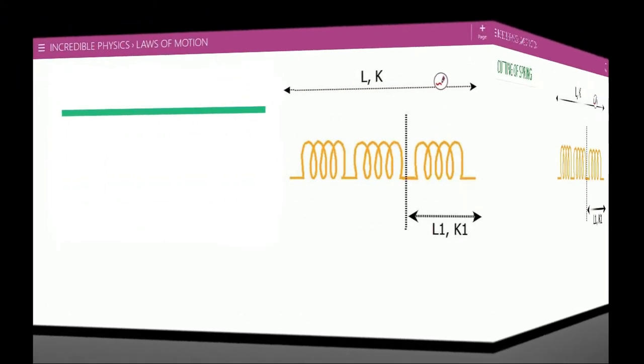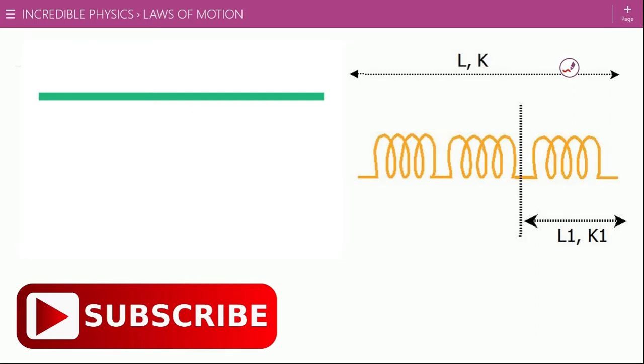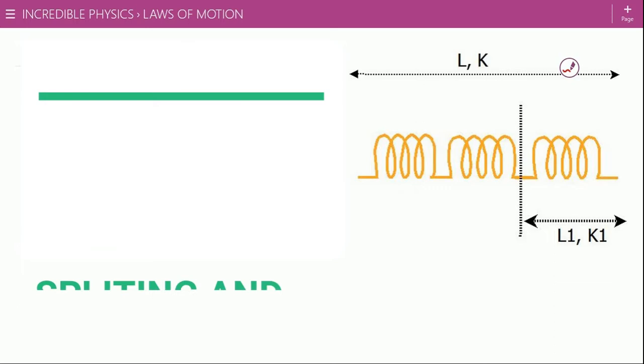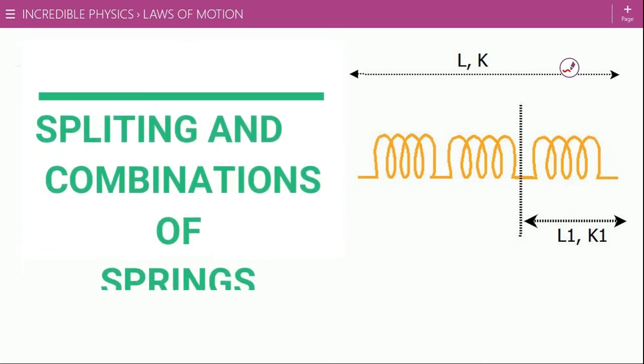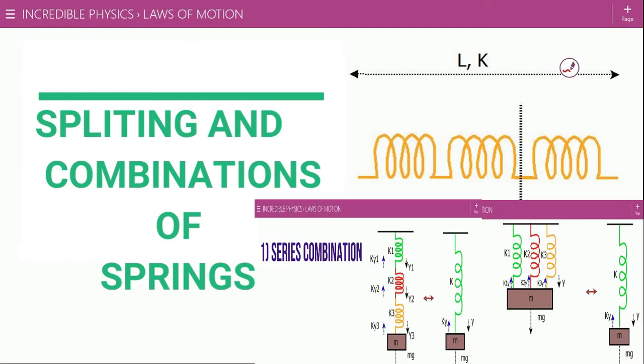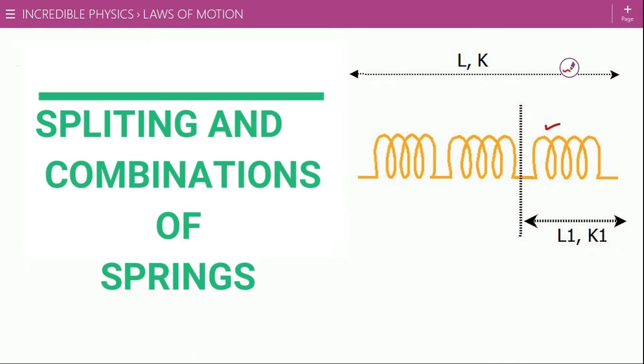Hello guys, today we have to discuss how the spring constant of a spring changes when it is cut into multiple parts. As we can see, we have a spring of length L and a spring constant K, and if we cut it into two parts where one part has length L1 and its constant is K1.